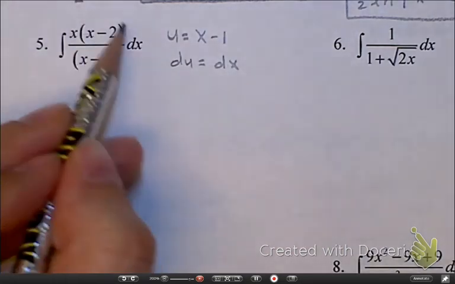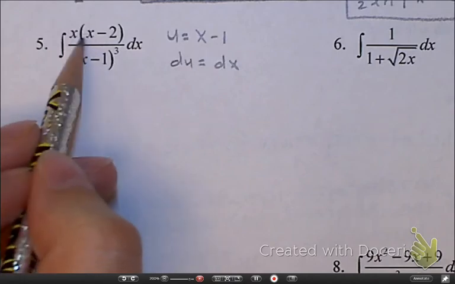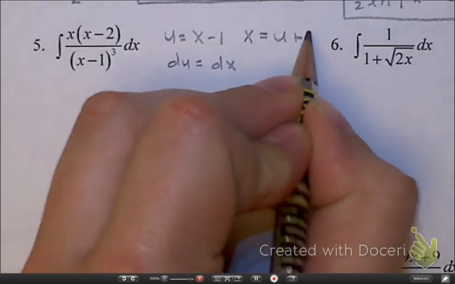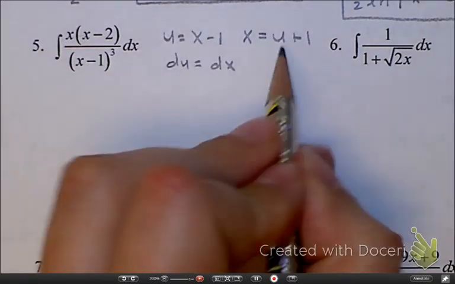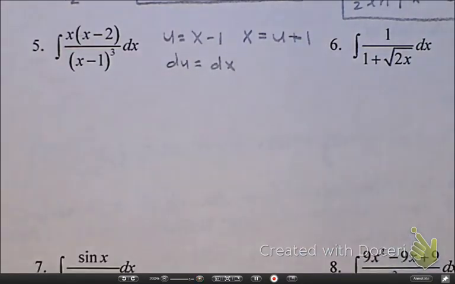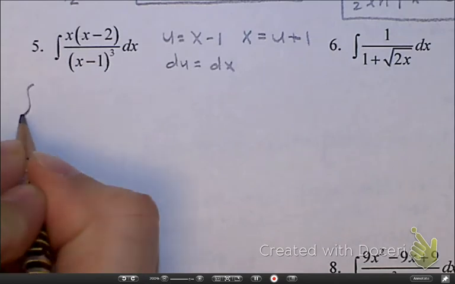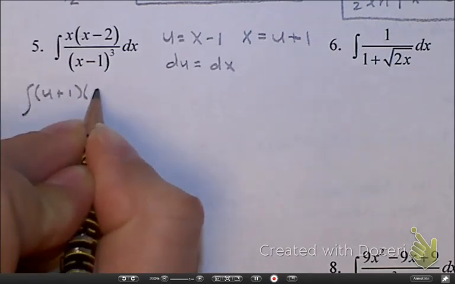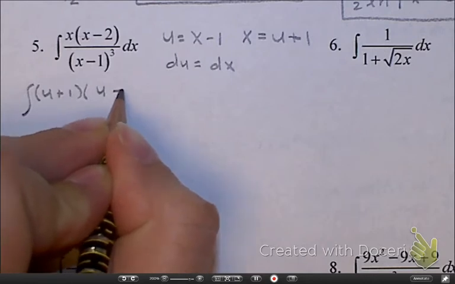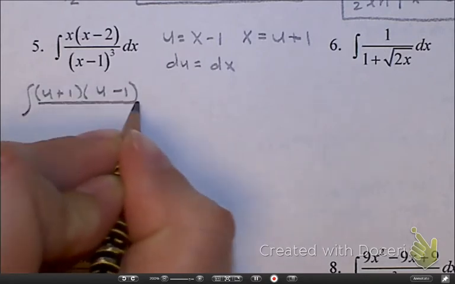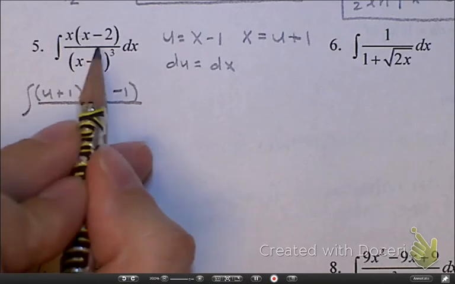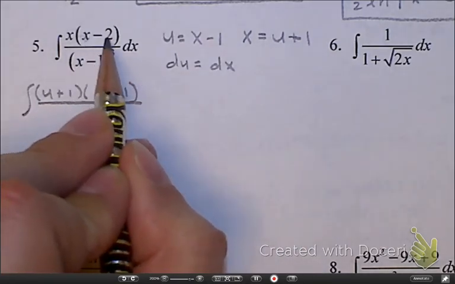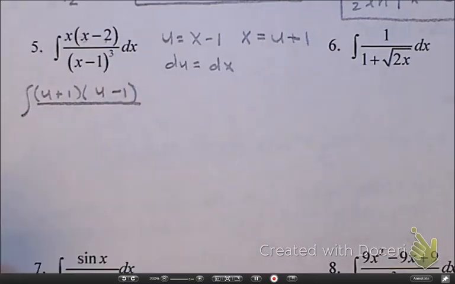I still have this whole extra thing on top though, so remember, if I have extra x's up top, I just have to solve u for x. So x would equal u plus 1. It's a plus. So if I plug everything in, I have the integral, x is u plus 1, then x minus 2 would be u plus 1 minus 2, so u minus 1. Again, if I plug in u plus 1 here to x, I get u plus 1 minus 2, and u plus 1 minus 2 is u minus 1. That's how I got that.